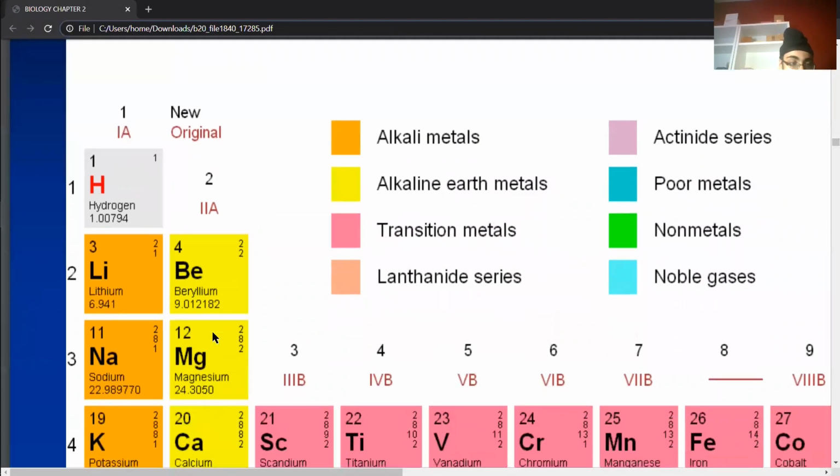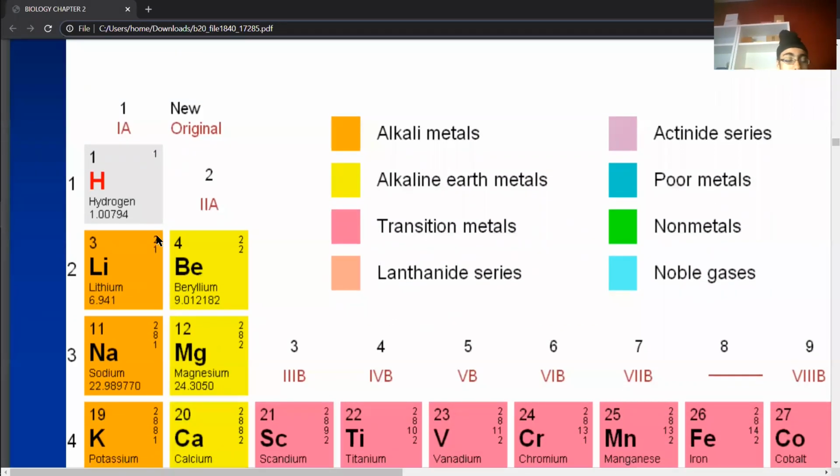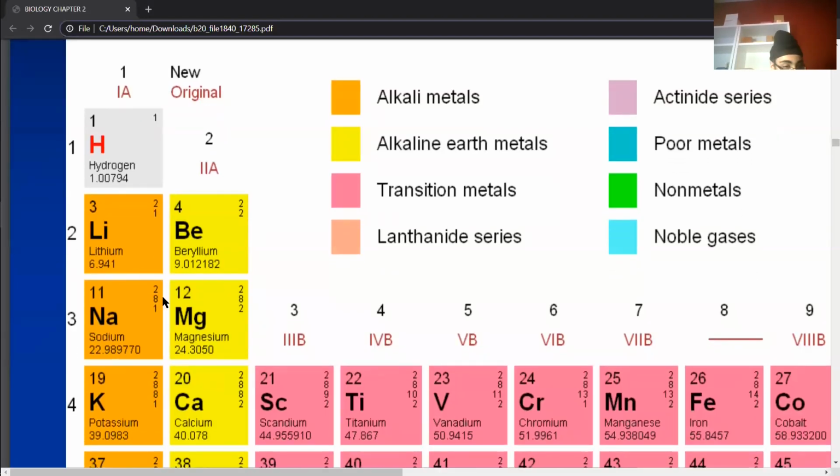So if you look down, maybe at lithium, lithium has a 2 and then a 1. This means that the first shell has 2 electrons, and then the second shell has 1 electron. You look at sodium, the first shell has 2, the second shell has 8, and the third shell has 1.